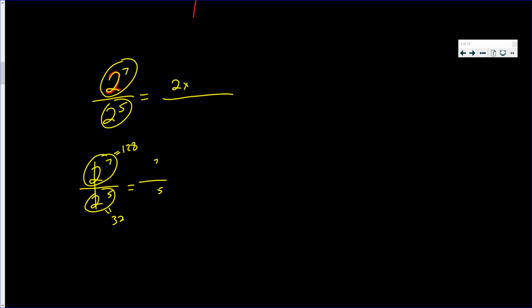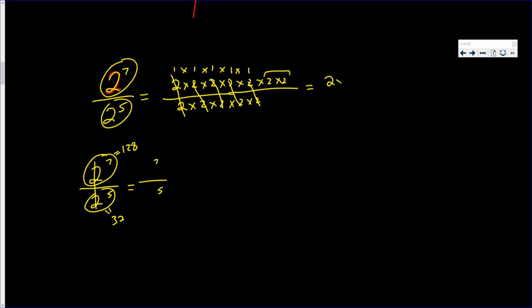Well, by definition, 2 to the 7th means that. And 2 to the 5th means this. And I know one thing: 2 over 2 is 1. 2 over 2 is 1, and so on for each pair. And when you multiply all those 1s by this, you're just going to get 2 times 2, which happens to be 4.